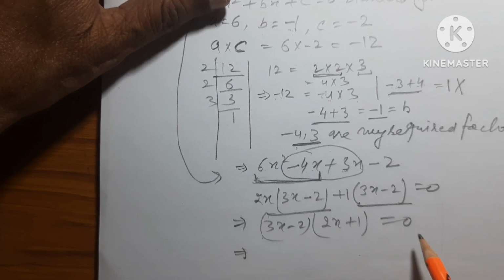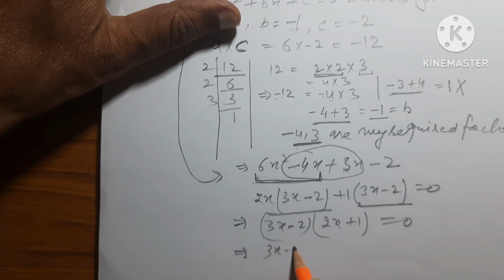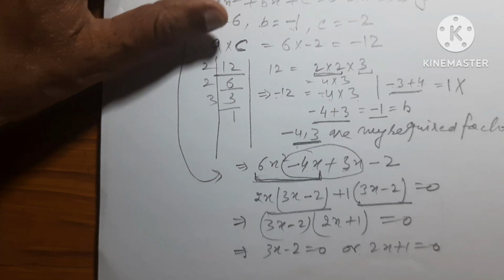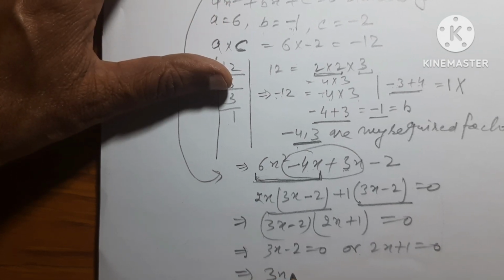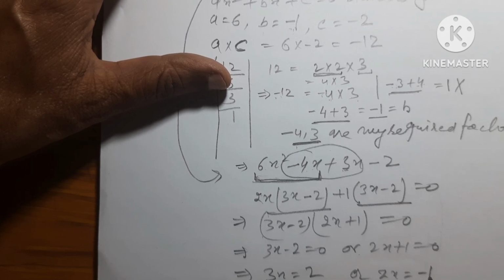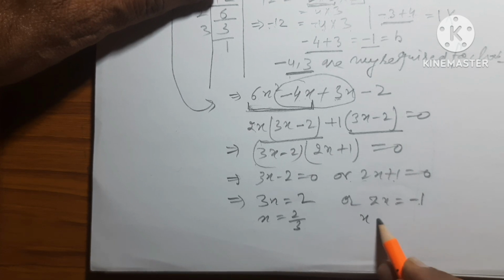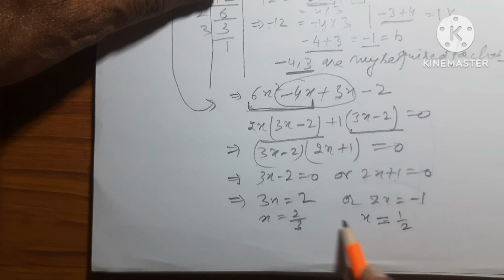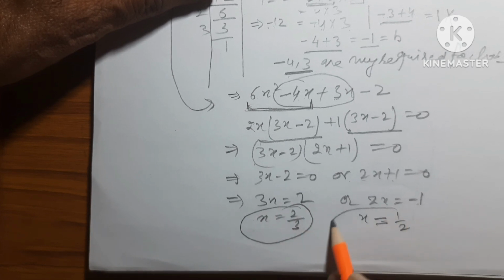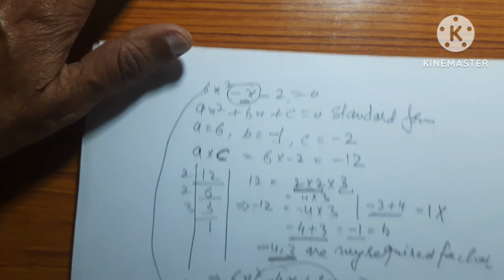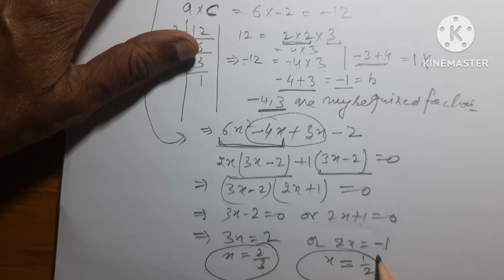Put the linear factors equal to 0. 3x minus 2 is equal to 0 or 2x plus 1 is equal to 0. From here, 3x is equal to 2, x is equal to 2 by 3. From here, 2x is equal to minus 1. That means x is equal to minus 1 by 2. So these are the two zeros of this given quadratic equation. Zeros are 2 by 3 and minus 1 by 2.